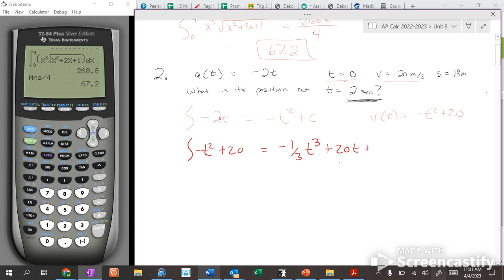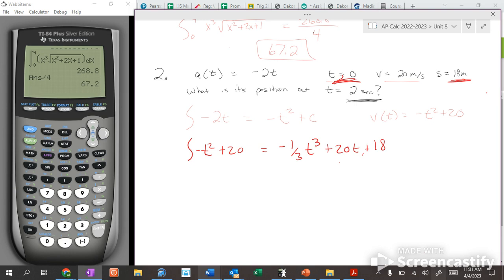But at time equals 0, what's the position? 18. So we got to throw that 18 in right now, because that happens at time equals 0. So if we put zeros in here and set that equal, we don't have to do all that math. You just know that that's 18, right? For C? When time equals 0, C is this. Yeah, okay. If we plug in 0 for the t's.